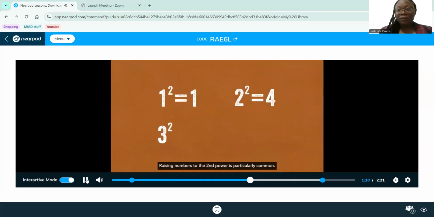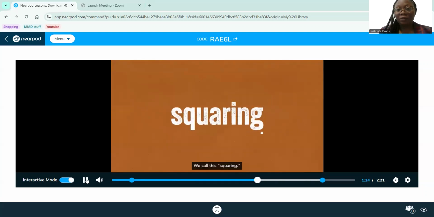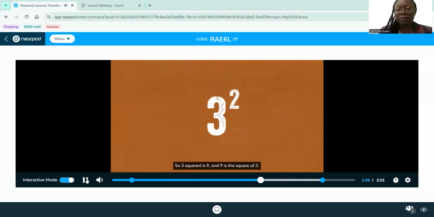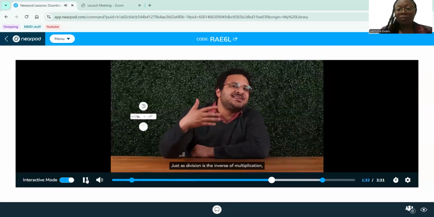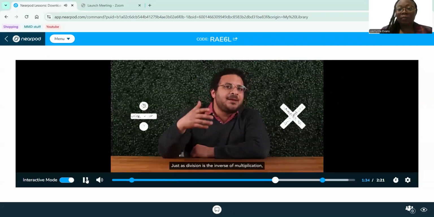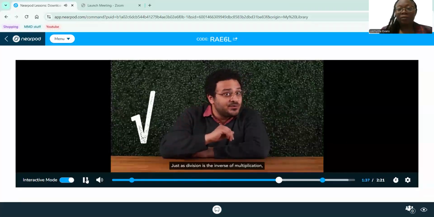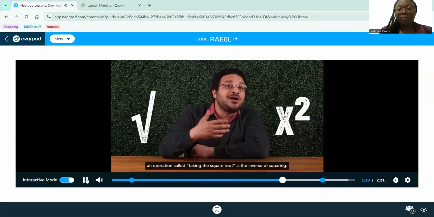Raising numbers to the 2nd power is particularly common. We call this squaring. So 3 squared is 9, and 9 is the square of 3. Just as division is the inverse of multiplication, an operation called taking the square root is the inverse of squaring.